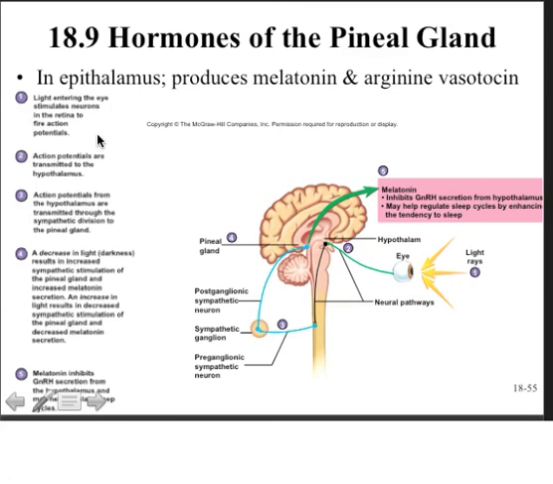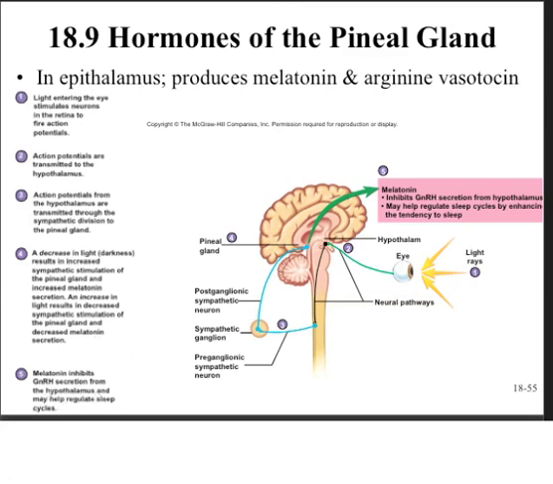Light entering the eye stimulates neurons in the retina to fire action potentials, which are transmitted to the hypothalamus. These action potentials run from the hypothalamus through the sympathetic division of the ANS to the pineal gland. A decrease in light results in increased sympathetic stimulation of the pineal gland and increased melatonin secretion. An increase in light, my mistake, results in decreased sympathetic stimulation of the pineal gland and decreased melatonin secretion. So the way to remember this is that as it gets brighter out, the amount of melatonin drops. As it gets darker out, the amount of melatonin increases.